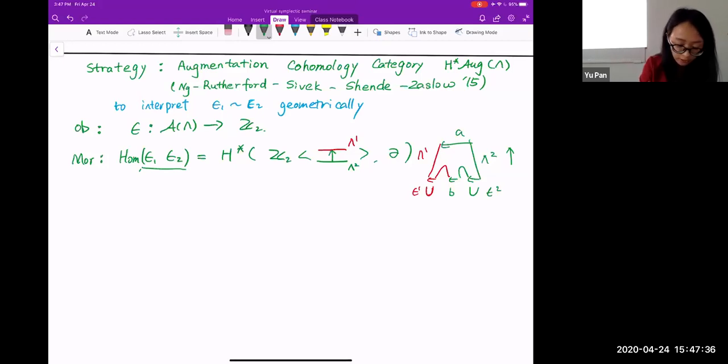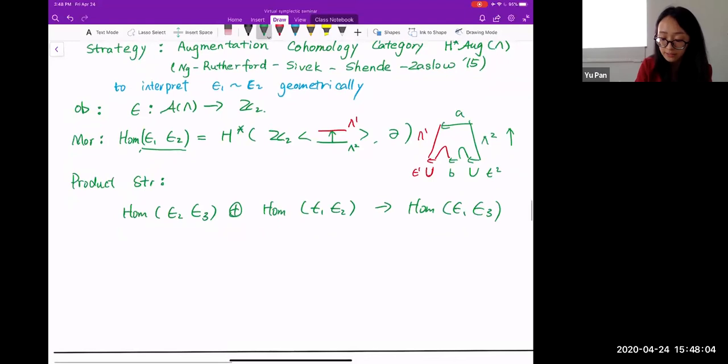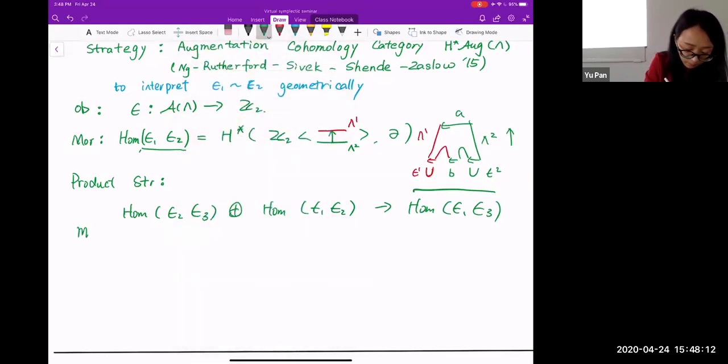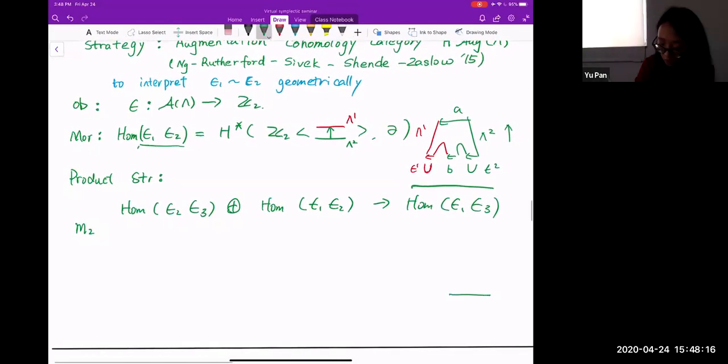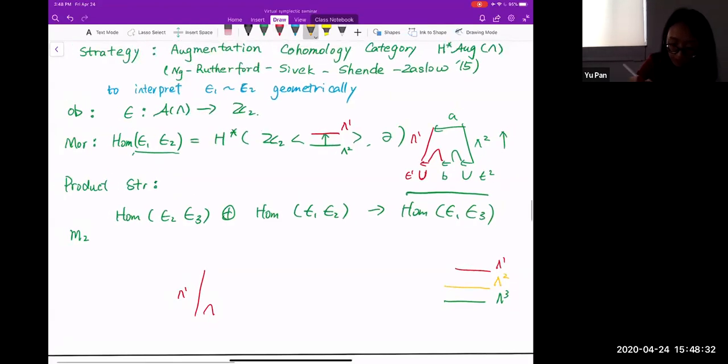Another structure in the category is that there's also a product structure, or you can think of it as composition. So when we have two morphisms, we can compose them to get another morphism. And this is defined in a similar way as the differential here. Here we use two copies, and for this composition, we need three copies. So I will get three copies like this. Okay, and to define this M2, we will count holomorphic disks with the boundary on these three copies.